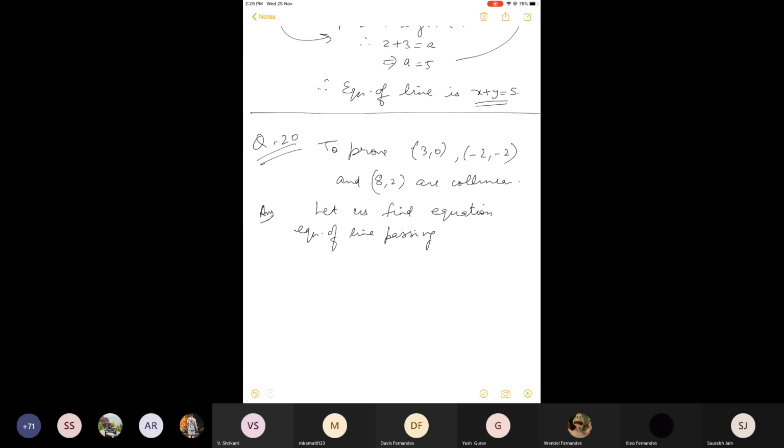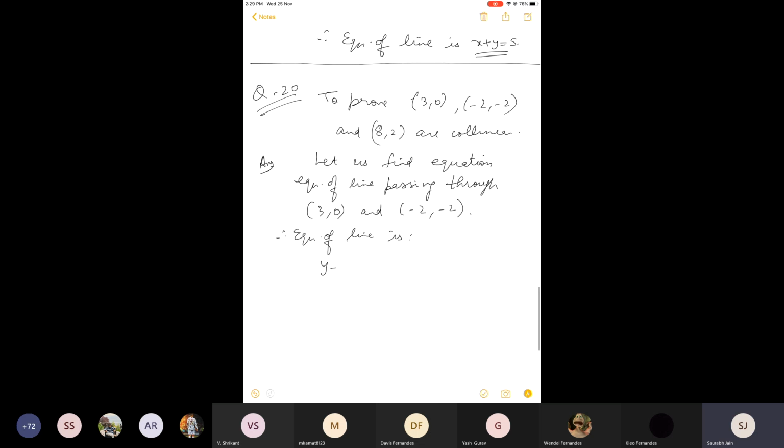So what I am doing, I am taking 2 points out of these 3 given points and I will write the equation of line passing through them. So obviously the 2-point form will be used. Therefore equation of line is y minus y1 equals (y2 minus y1) upon (x2 minus x1) into (x minus x1). This comes out to be y equals 2 by 5 (x minus 3).